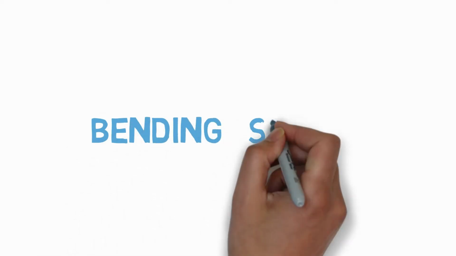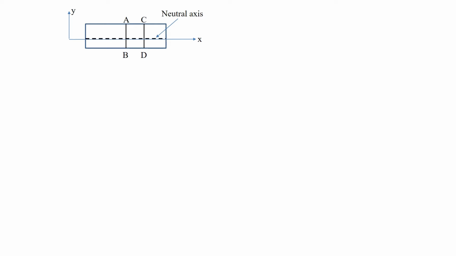Hello everyone, in this video we are going to discuss bending. Beam bending theory is based on the hypothesis that bending a straight prismatic element introduces curvature. Consider an undeformed prismatic beam as shown.